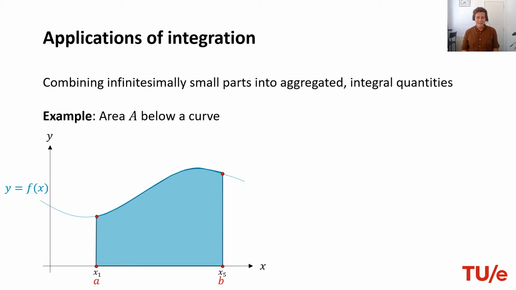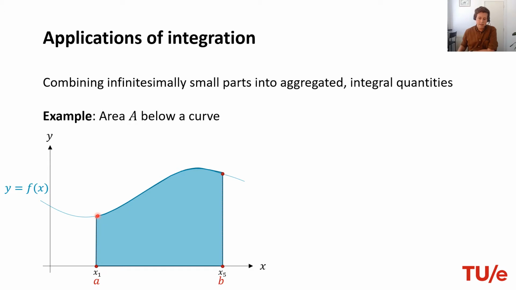Now, the entire idea of an integral is to combine infinitesimally small parts of information on a function into aggregated or integral quantities. And a primordial example of such an integral is when we try to compute the area below a curve. So that's what we see over here. We have our function y is f of x, this blue line, and over the interval between x is a and x is b, we want to compute the area between the curve and the x-axis.